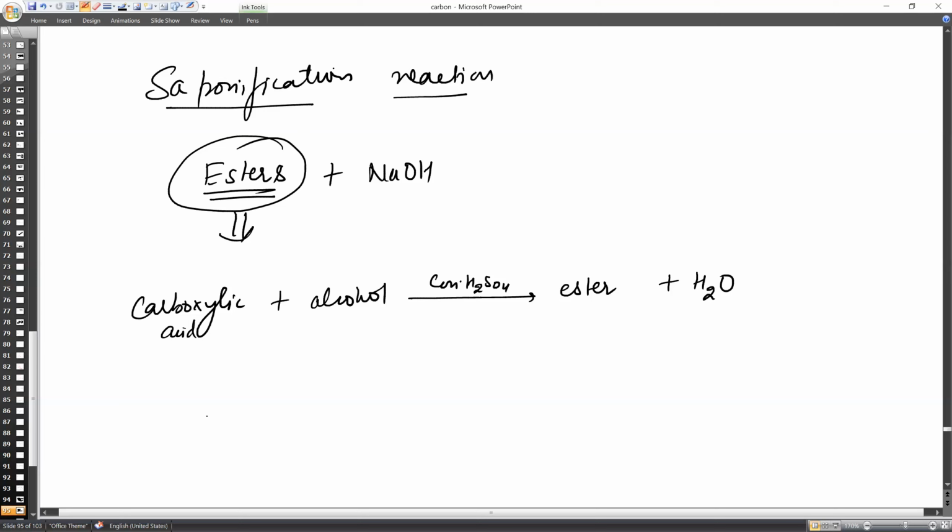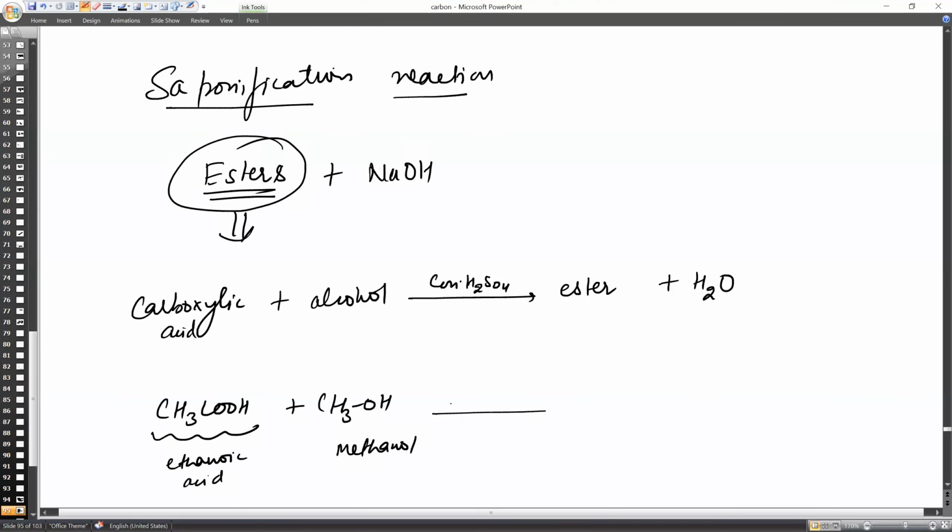So for example, if I have CH3COOH, and let's say I have CH3OH. This is methanol, and this is ethanoic acid. When they react together in the presence of concentrated H2SO4, the ester will be formed. This will be CH3 C double bond O, and this group will be attached. This is going to form water here, plus H2O. And here the CH3CO and this CH3 group will join together, and this is called an ester.